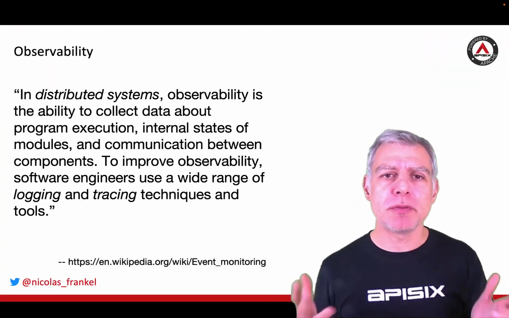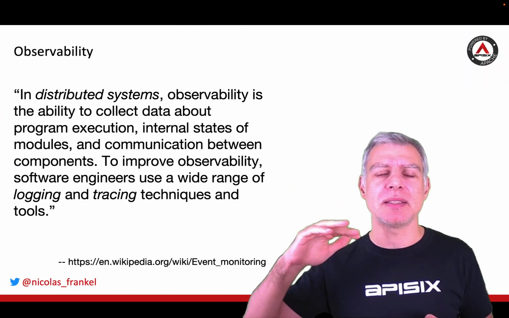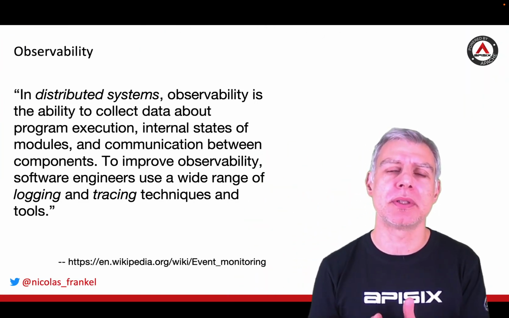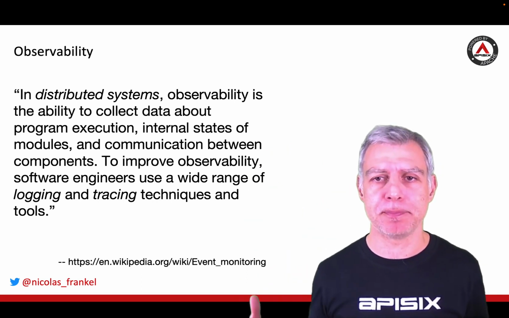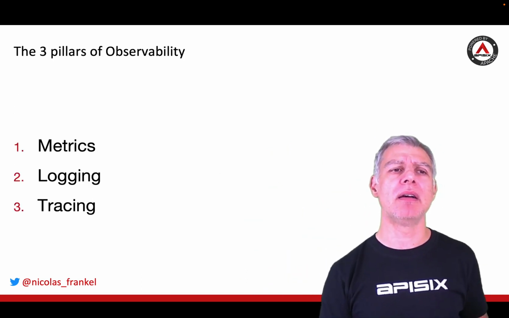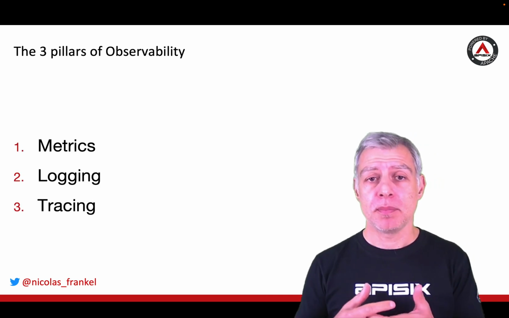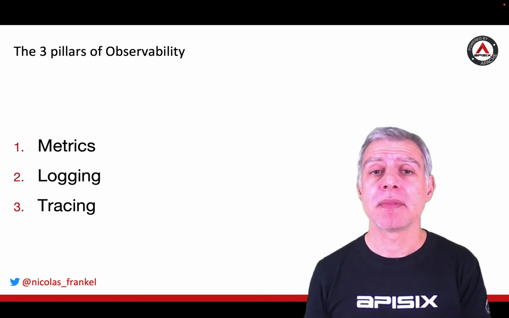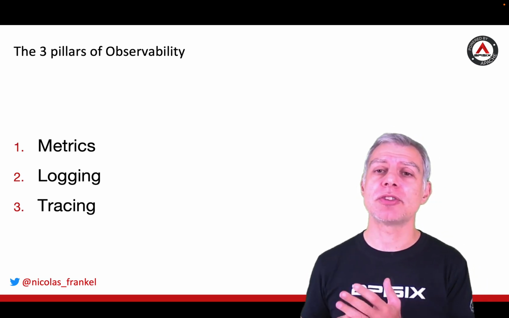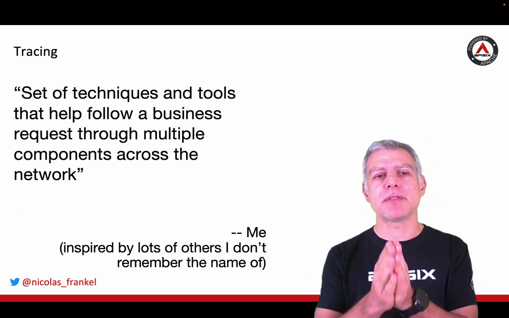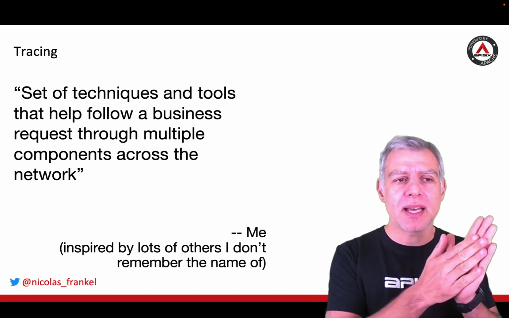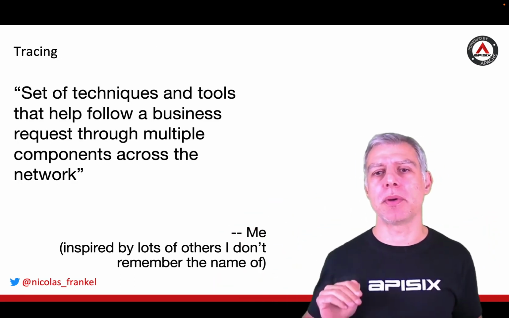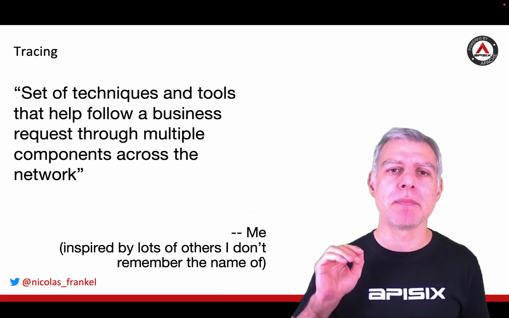You can think about observability at the next level as providing insight into not only one single component, but about a distributed system. There actually are three main pillars of observability. The first is metrics, the second is logging, and the third is tracing. Basically, tracing is a set of techniques and tools that help follow a business request across the network through multiple components. This is really important.